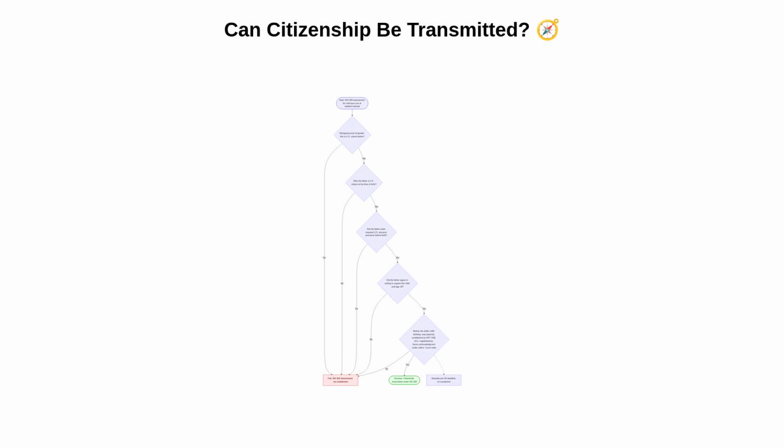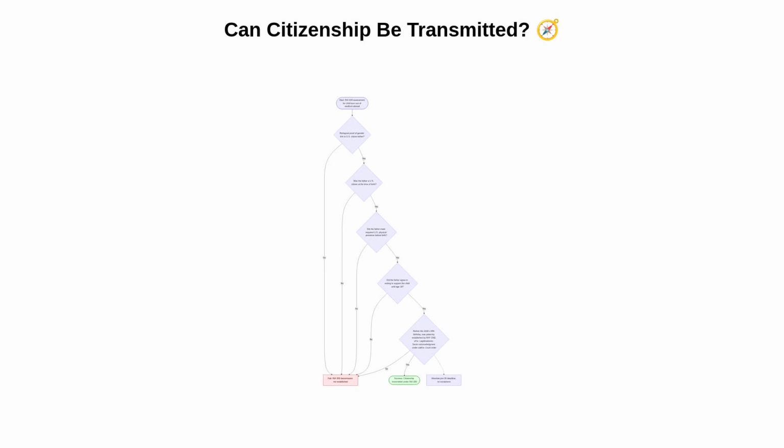If any one of these elements is missing, the claim fails, even if all other elements are satisfied. This flowchart visualizes the legal decision path. We begin with a child born abroad out of wedlock. The first decision is whether clear and convincing biological proof of the father-child relationship exists. If not, the process ends with ineligibility. If yes, we proceed to verify whether the father was a U.S. citizen at the time of the child's birth.